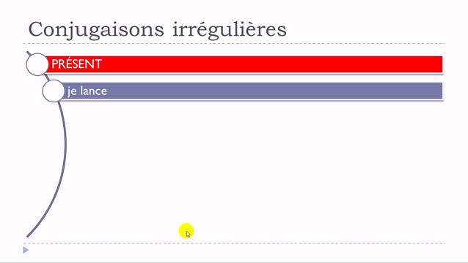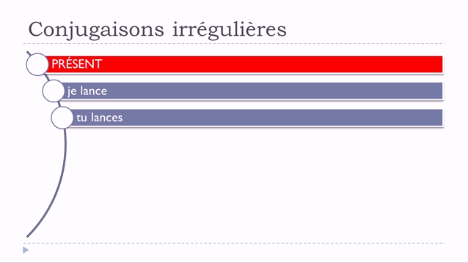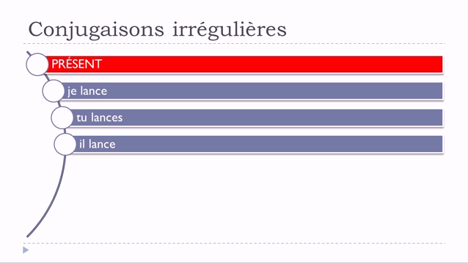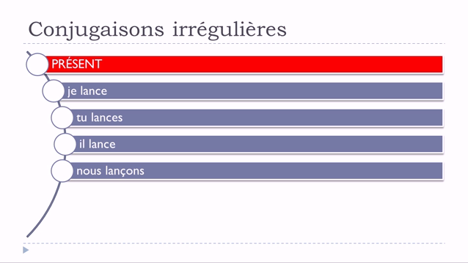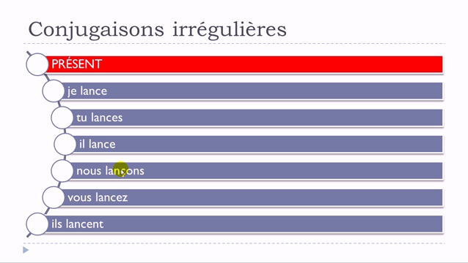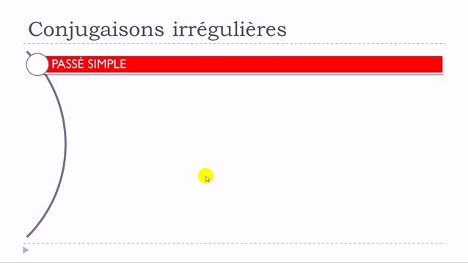For the présent form: je lance, tu lances, il lance, nous lançons, so as I said, it's here. Vous lancez, ils lancent. For all the other forms, you don't modify anything. You just respect the rule for regular verbs. The only thing is here, for nous, where you've got to put la cédille.